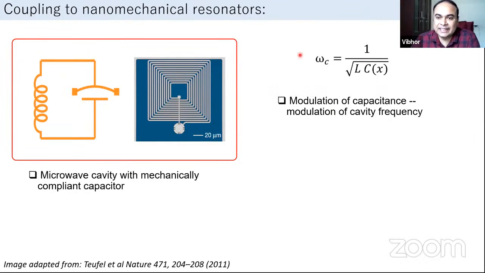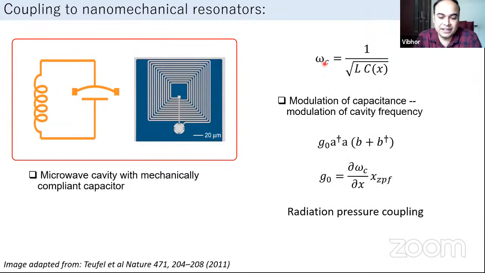So this is how you can understand the coupling, that now we have a capacitor which is displacement dependent. So the capacitance depends on the separation between the plates of this capacitor. So if we change X, omega C is going to be changed. Okay. So this modulation of capacitance results in a modulation of cavity frequency. And one natural way of defining the optomechanical coupling in such a system would be through this radiation pressure coupling, where the intensity of microwave in this LC oscillator couples to displacement.